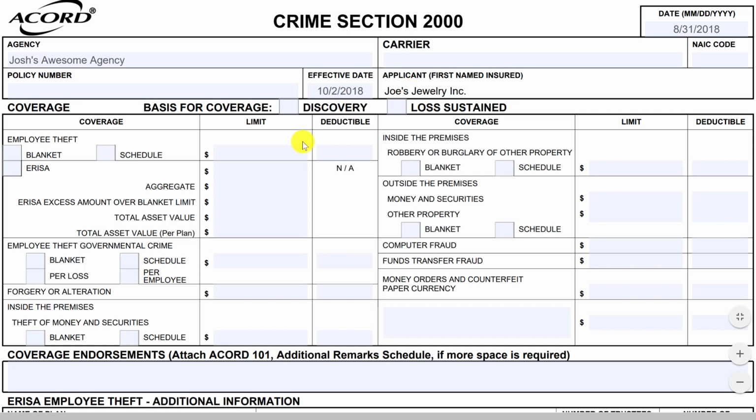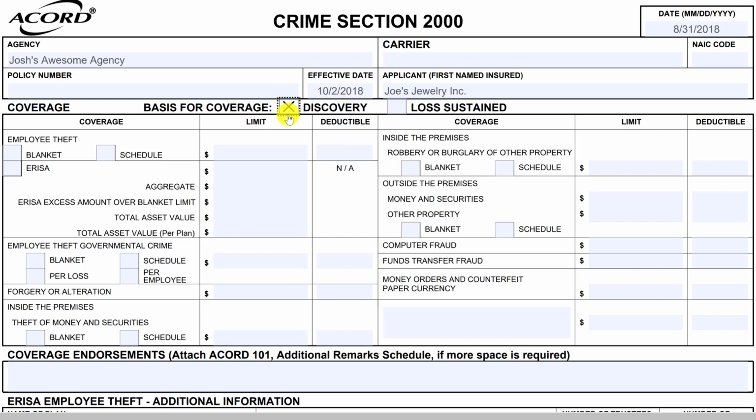We're going to use a jewelry store as an example here because when you come down to the bottom part later, I think it's a good example, and I've had a lot of experience with jewelry stores. Okay, basis for coverage: discovery versus loss sustained. Very simple check boxes, very big ramifications in terms of coverage. Discovery is more broad than loss sustained. My opinion is you always want to use discovery if possible. It might cost a little bit extra, but discovery means that whenever they discover the loss, this policy is going to pay for the loss if it's covered.